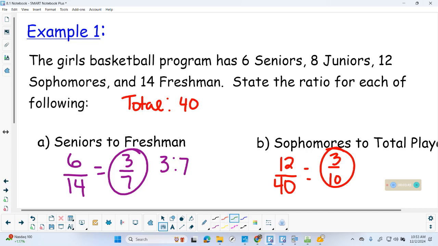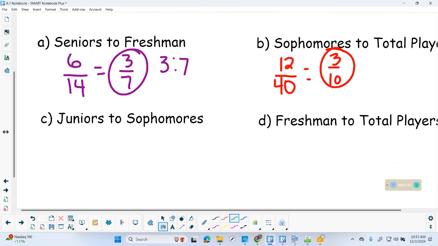This is so easy. I know. Okay, juniors to sophomores. How many juniors? 8. How many sophomores? 12. Let's reduce.